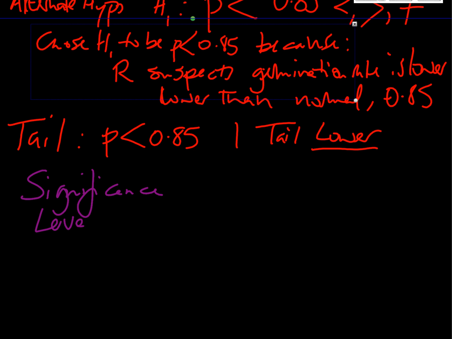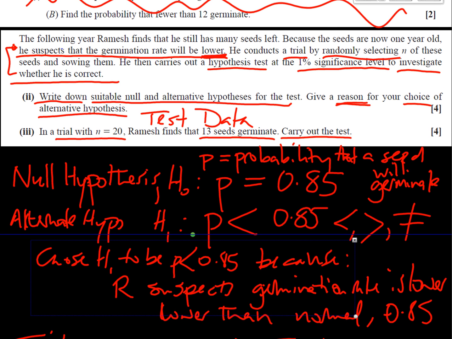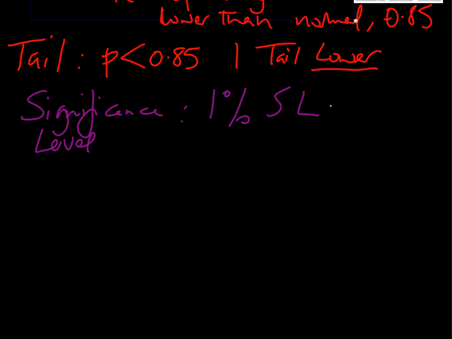And in this case, what did they ask us? Go back up to the question. They told us to carry out the test at a 1% significance level. Okay, so we've got a 1% significance level, and we've got only 1 tail, so all of that 1% is going to be allocated to the lower tail. If it was a 2-tailed test, we'd have to split that up. But here we're only interested in the 1%.